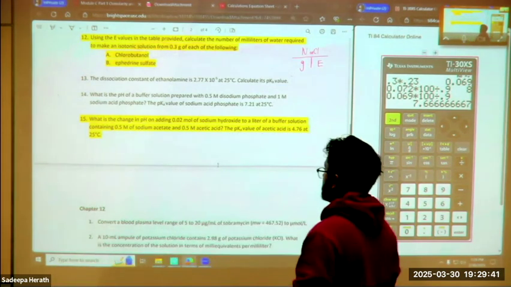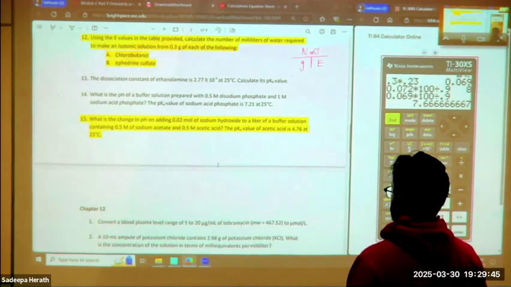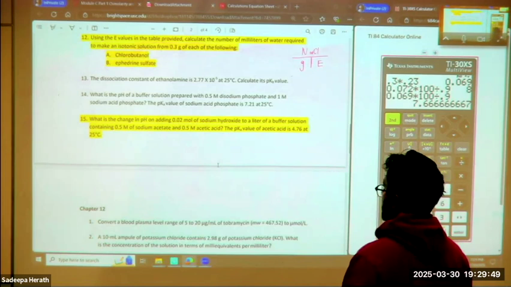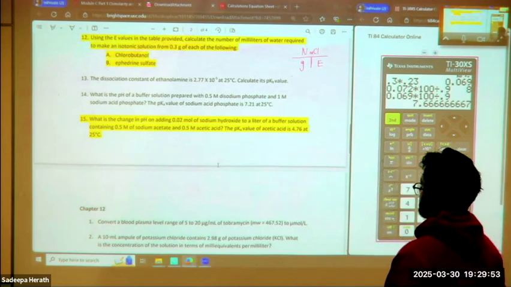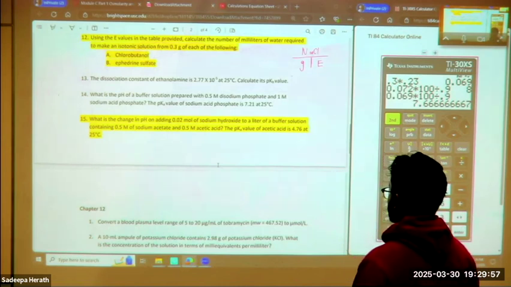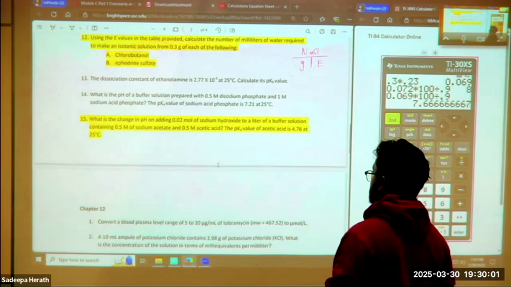What is the change in pH on adding 0.02 moles of sodium hydroxide to a liter of a buffer solution containing 0.5 moles of sodium acetate and 0.5 moles of acetic acid? The pKa value of acetic acid is 4.76 at 25 degrees Celsius.